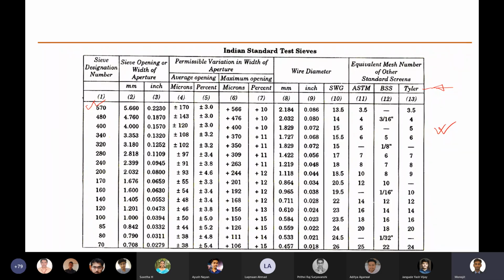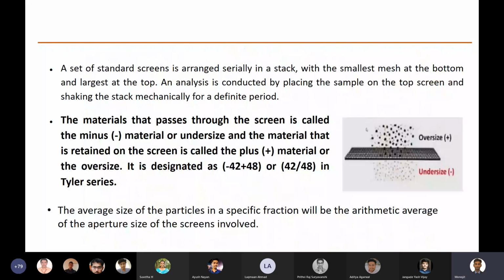With all this idea, we will try to solve one problem. But before solving a problem, let us get familiar with some other terms. The first point written here, which I had already discussed, is that a set of standard screens is arranged serially in a stack with the smallest mesh at the bottom and the largest at the top. And we put all the sample that we want to separate on top of the top screen. The second point, which I marked with a bullet, is terminology you should get familiar with, because we will be using it very frequently in later classes, in the entire course itself.